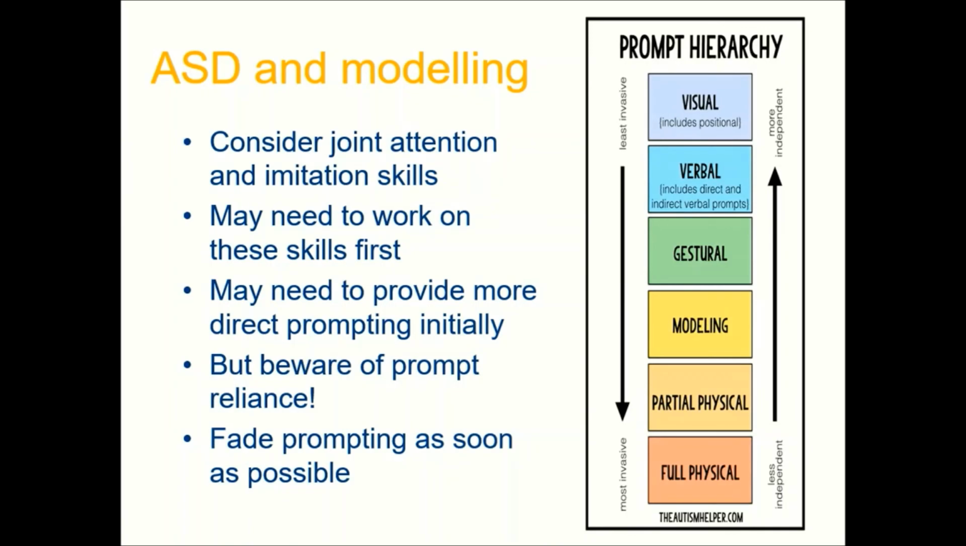Just a quick note about our clients with autism and modeling. So sometimes our clients with autism won't take to modeling as readily as other clients. You want to have a think about what their joint attention skills are, and their imitation skills. So you might be doing a lot of modeling, but actually, if their joint attention skills aren't great, then it might not be very successful. You might need to go a step backwards and work on the joint attention first. And initially, with this client group, you might need to provide some more direct prompting. So generally with modeling, you don't do any kind of prompting, you're just modeling.